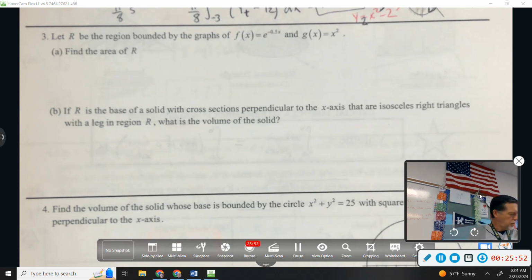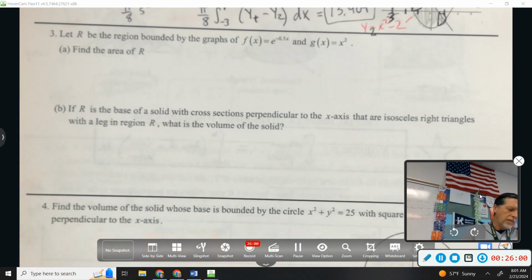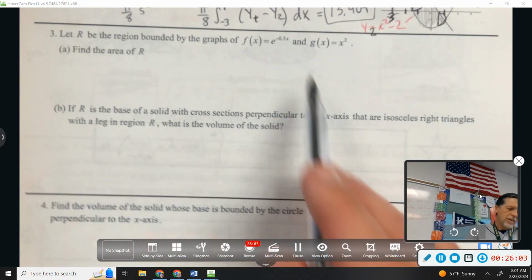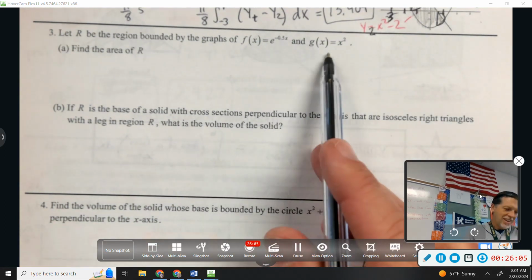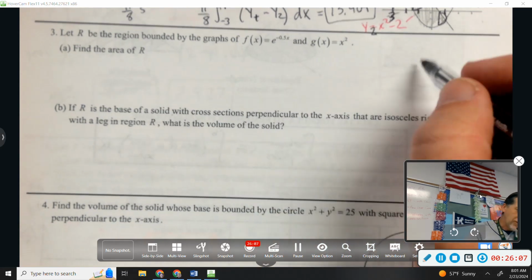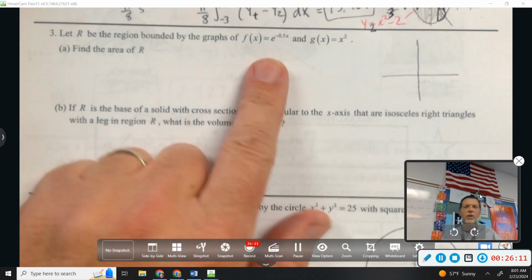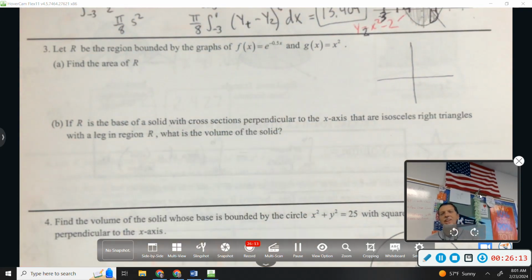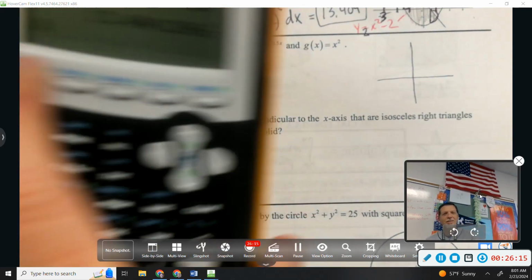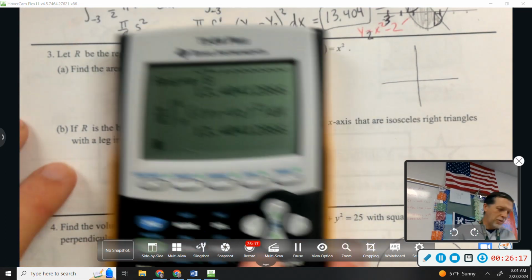Number 3. Maybe we'll aim to get through 4. Let's see. Let R be the region bounded by the graph of, I don't know what that looks like. And x squared. Well, I do know what x squared looks like, so I guess that's good. So how am I going to know what e to the negative 0.5x looks like? Graph it. I don't know what it looks like, but my calculator does.